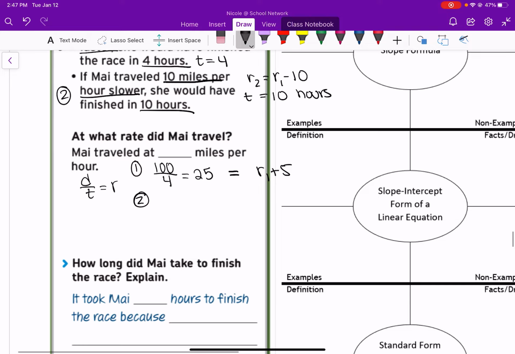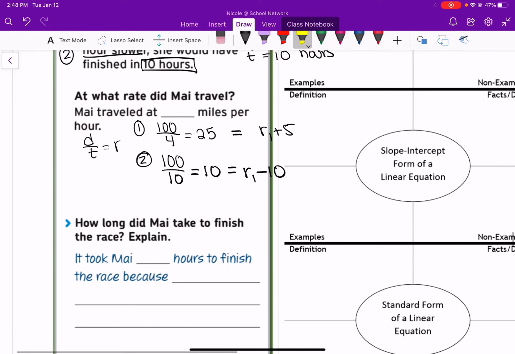Doing the same thing for scenario 2. So here our distance is still 100. Now, instead of 4 hours, this is 10 hours. So we have 10 hours. 100 divided by 10 is 10. And what is this equal to? Well, this is equal to R1 minus 10 if she went 10 miles per hour slower.